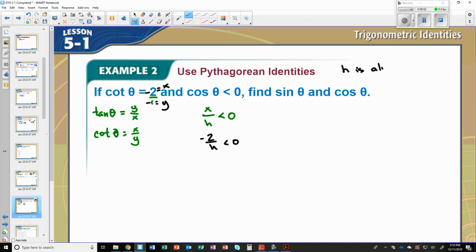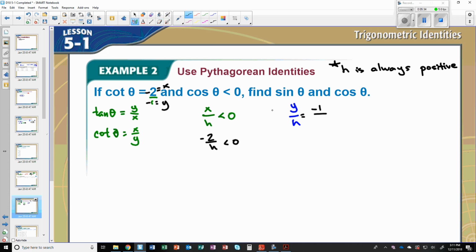H is always positive. It's the hypotenuse. Hypotenuse is always positive. The x can be negative because this would just mean going left. This would go left 2 units. Now, having said all that, let's find sine and cosine. "Psi y cos x," tangent is y over x. Sine is y over h. We've now determined y is -1, so this would equal -1 over h.